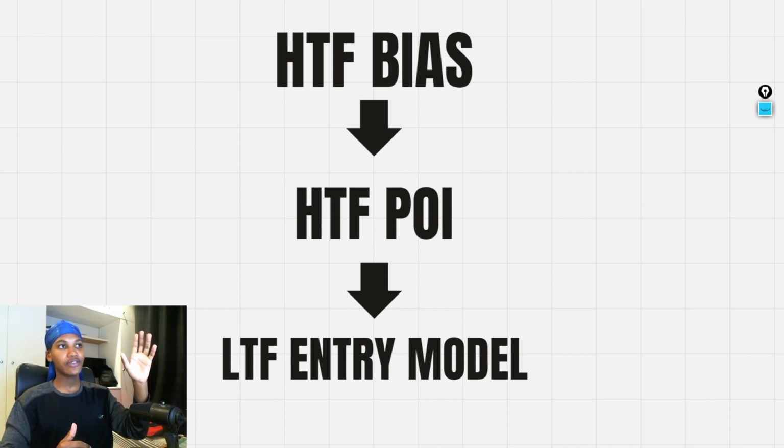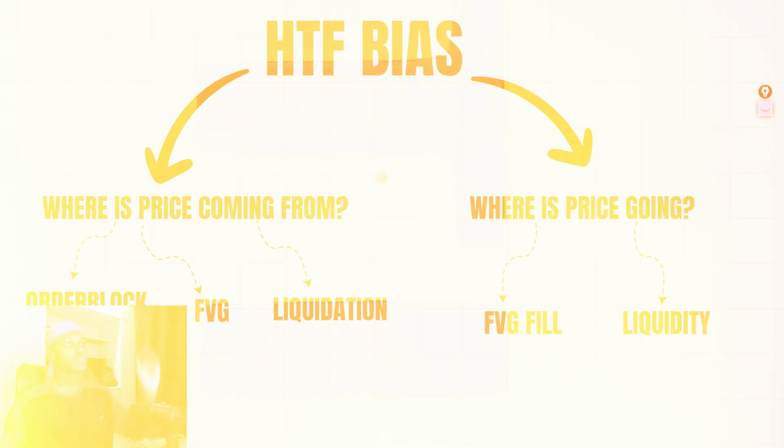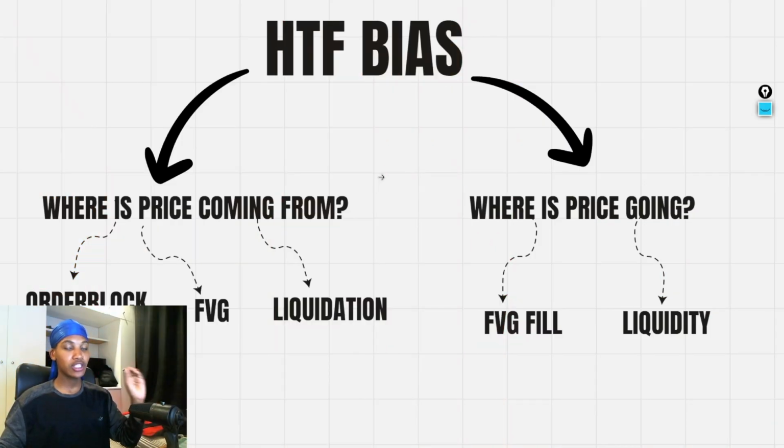I firstly have my higher time frame bias, my higher time frame POI, and lower time frame entry model. Simple as that. That is the core foundation I believe is for every profitable strategy. For our higher time frame bias, we always have to ask the question, where is price coming from and where is it going? Where I base this off of is our order blocks, fair value gaps, liquidation, fair value gap fills, and our liquidity.